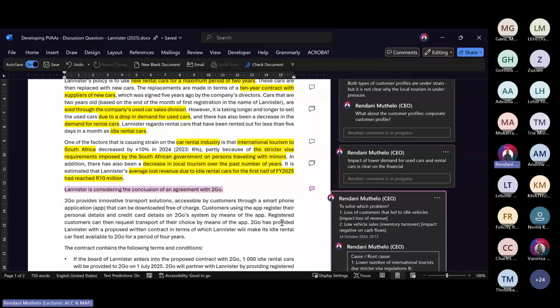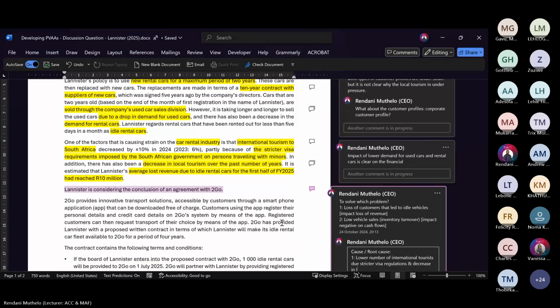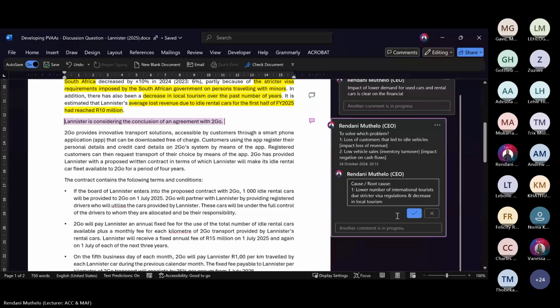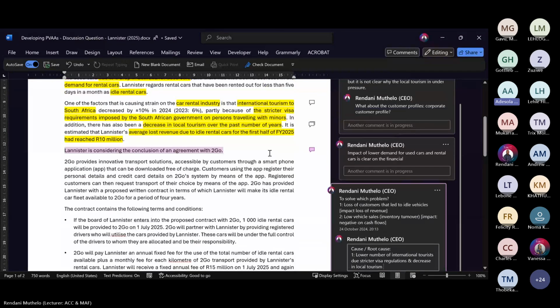So we have said that idle vehicles, based on what they've told us, is due to lower international tourists due to stricter visa regulation. Done. Anything else leading to idle vehicles? Yeah, there's also a decrease in local tourism. Okay. Why? Yeah, maybe because of purchasing power and all that.